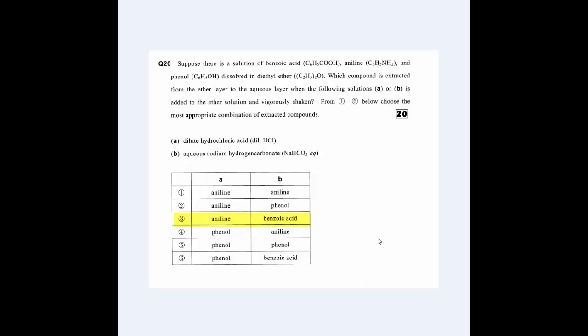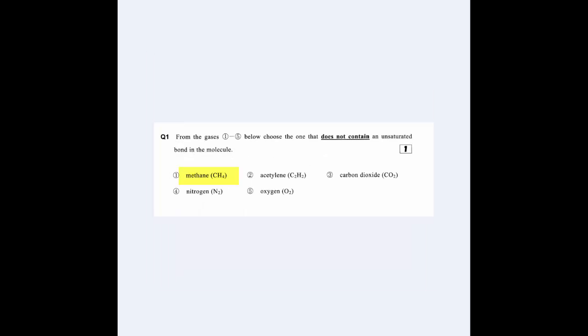20. Suppose there is a solution of benzoic acid, aniline, and phenol dissolved in diethyl ether. Which compound is extracted from the ether layer to the aqueous layer when the following solutions A or B is added to either solution and vigorously shaken? From 1 to 6 below, choose the appropriate combination of extracted compounds. A. Dilute hydrochloric acid. B. Aqueous sodium hydrogen carbonate. And the answer is 3. Aniline and benzoic acid.